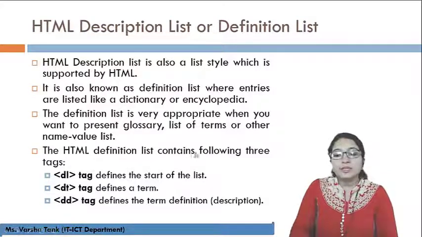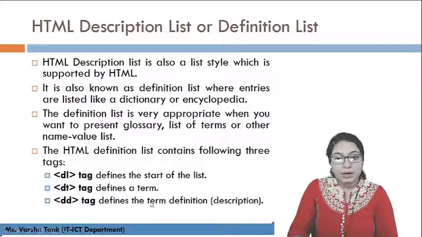The HTML definition list contains the following three tags. That is the DL tag that defines the start of this list, the DT tag that defines the term, and the DD tag that defines the description. So DL indicates the definition or description list, DT is the term, HTML, and I am defining the hypertext markup language. So that is our data definition, or we can say the term definition.